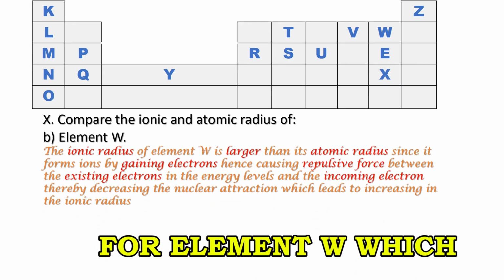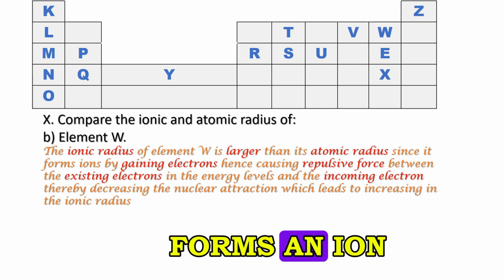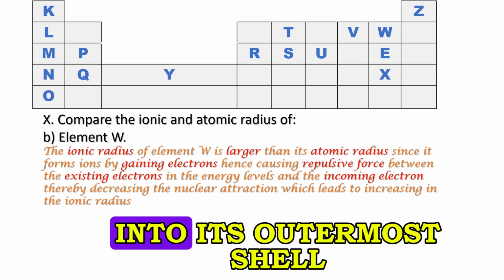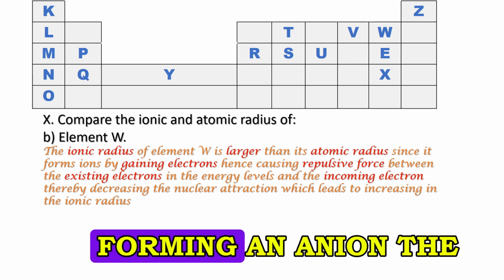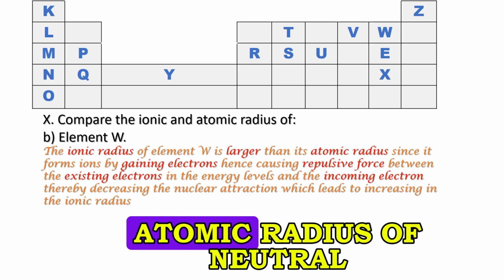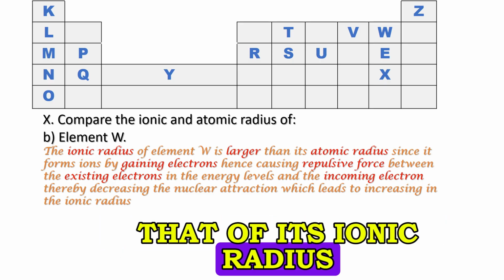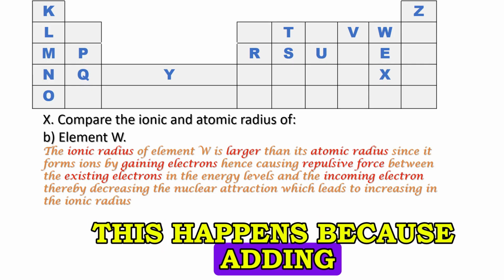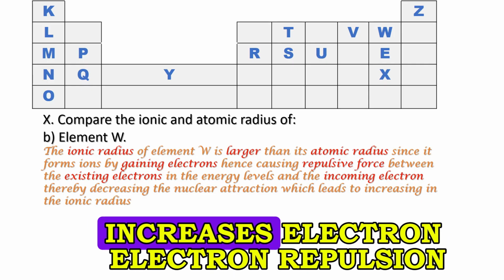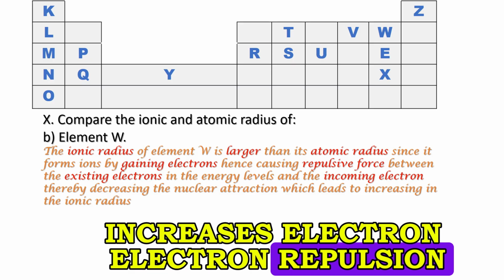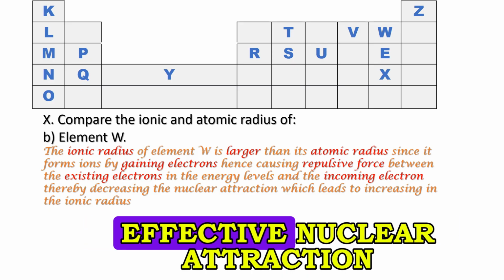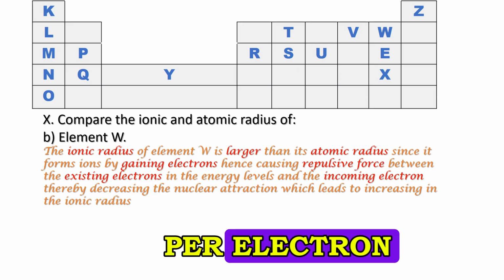For element W, which is fluorine, forms an ion by gaining one electron into its outermost shell, forming an anion. The atomic radius of neutral fluorine is smaller than that of its ionic radius. This happens because adding an extra electron increases electron-electron repulsion and slightly reduces the effective nuclear attraction per electron.